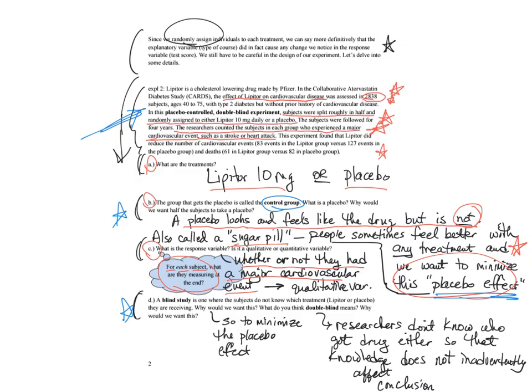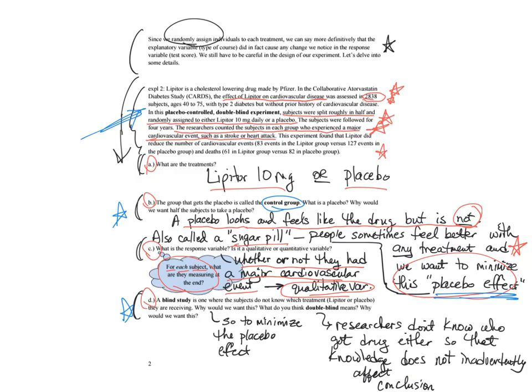And if you see it that way, you'll see that that's a category. Yes, I did, or no, I didn't have a cardiovascular event. So we're going to say that's a qualitative variable. Even though it sounds like I'm coming up with a number, 83 cardiovascular events, I'm really asking each subject, did you or did you not have a cardiovascular event? I'm putting them in a category of having had the event or not having had the event.